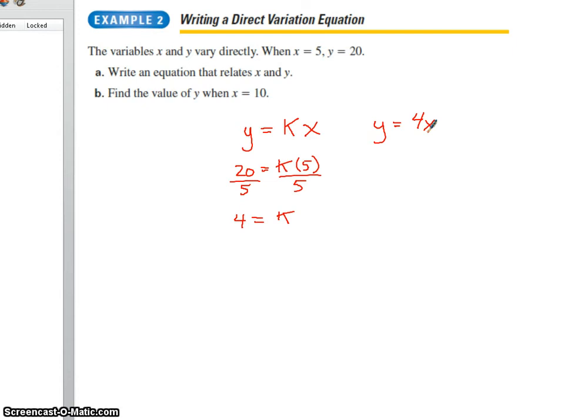So now all they're asking me is find the value of y when x equals 10. Well, y is going to be equal to 4 times 10. So y is equal to 40.